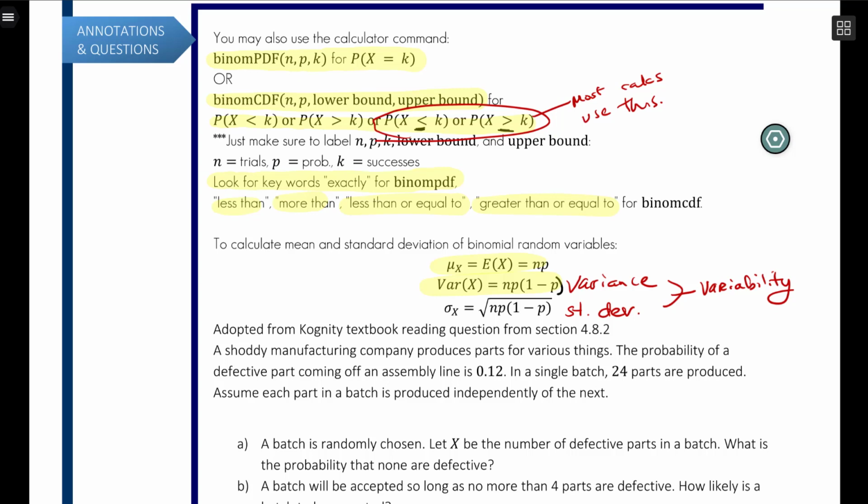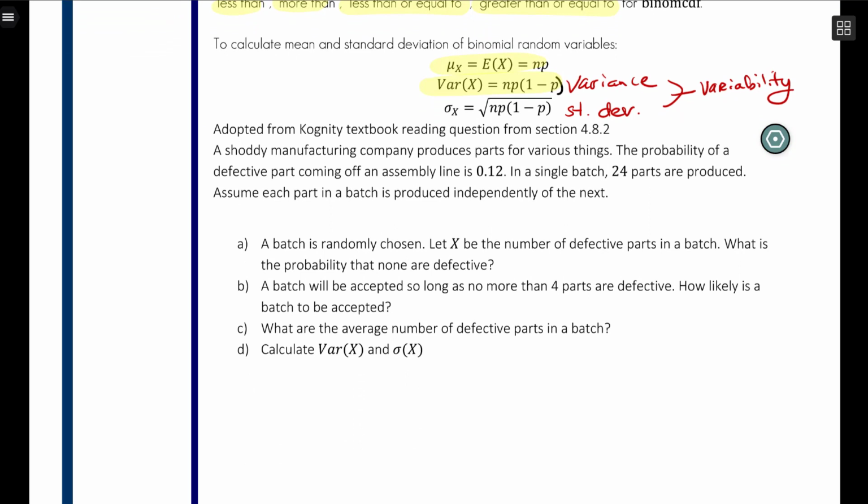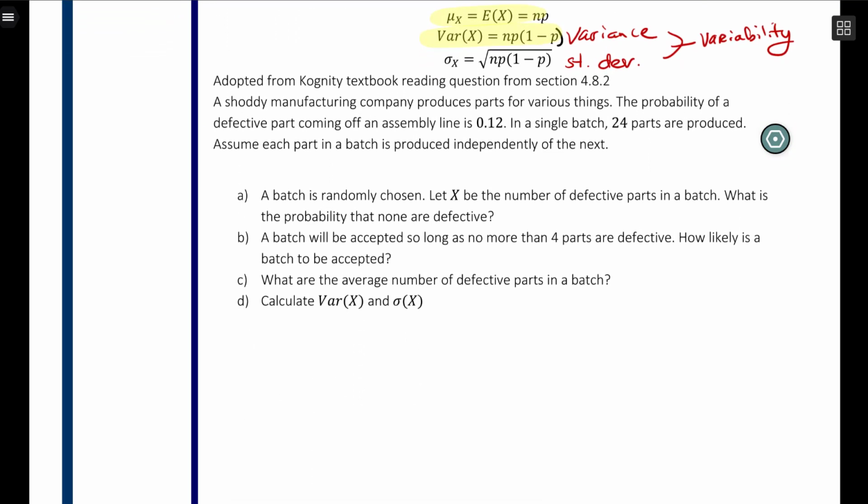Okay, so let's go ahead and go back to our example and try and actually answer some questions now related to binomial probability. So here's our same problem. We've got a shoddy manufacturing company producing parts for various things. The probability of a defective part coming off an assembly line is 0.12. In a single batch, 24 parts are produced. We want to assume each part is going to be independent of the next.